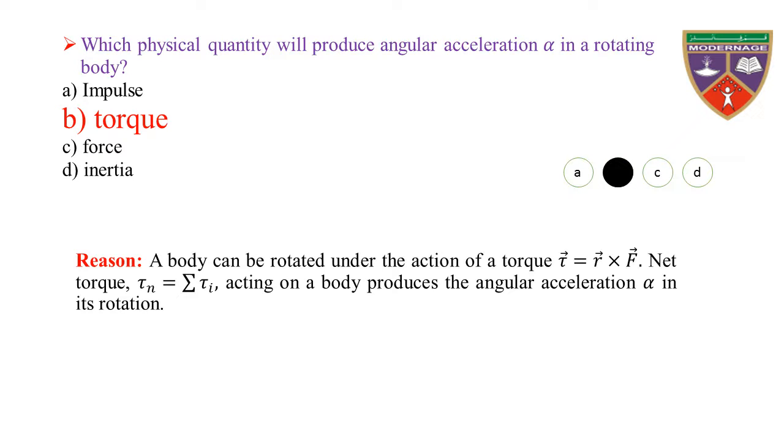Reason: a body can be rotated under the action of a torque. Torque is equal to R cross F, where R is the position vector and F is the applied force. The net torque tau n equal to sigma tau i acting on a body produces the angular acceleration alpha in its rotation. Hence, the angular acceleration alpha is produced by torque.